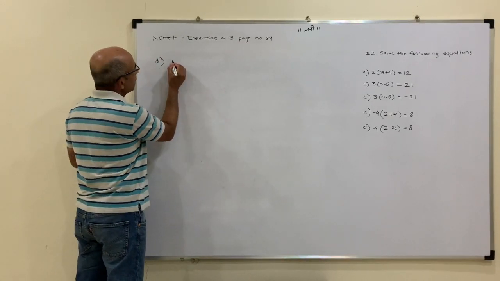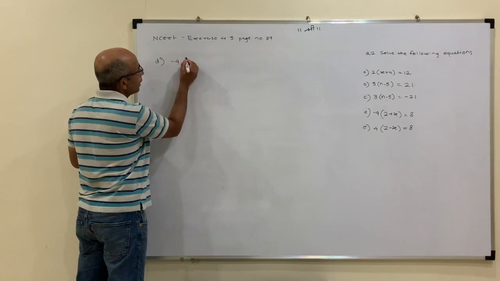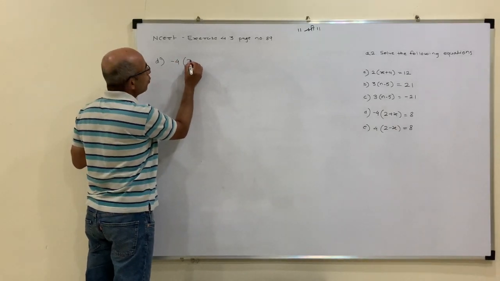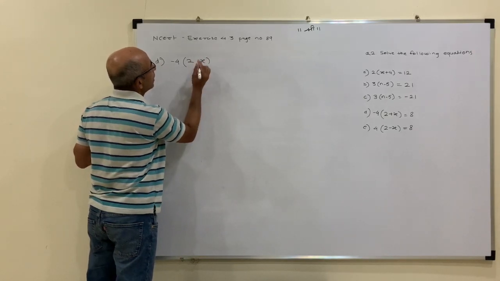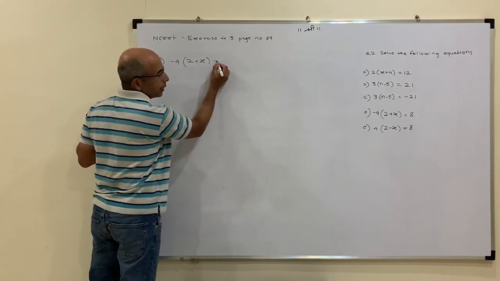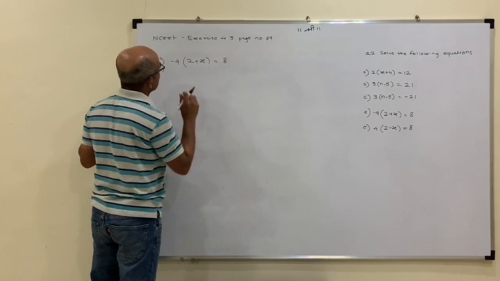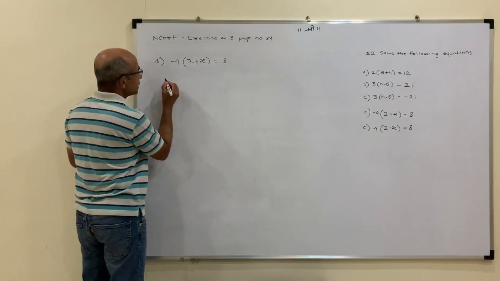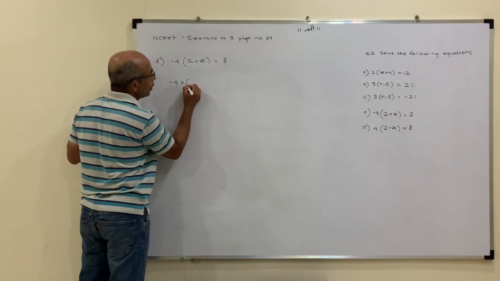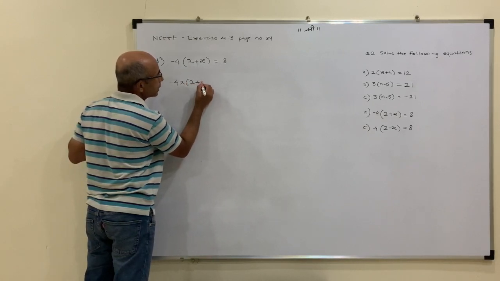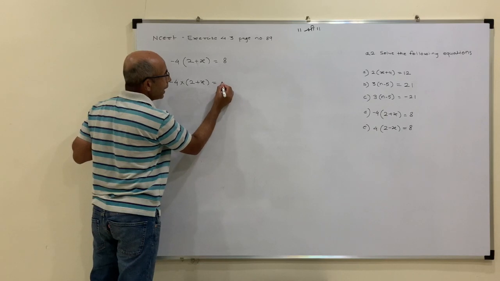4 into 2 plus x equals to 8. Now I'll simplify this further. 4 into 2 plus x equals to 8.